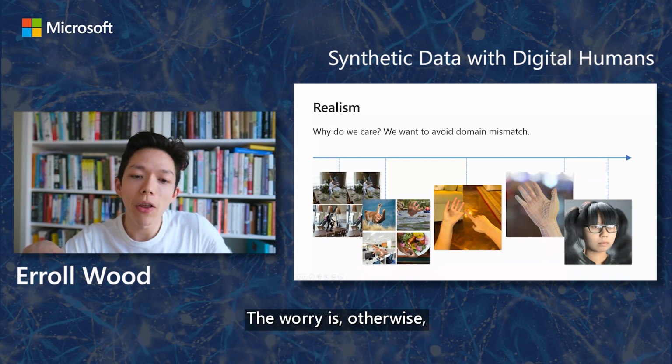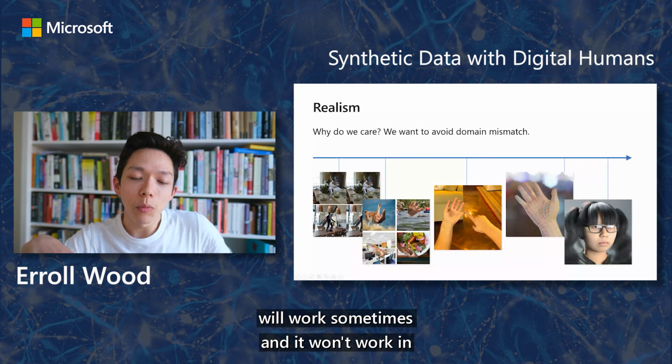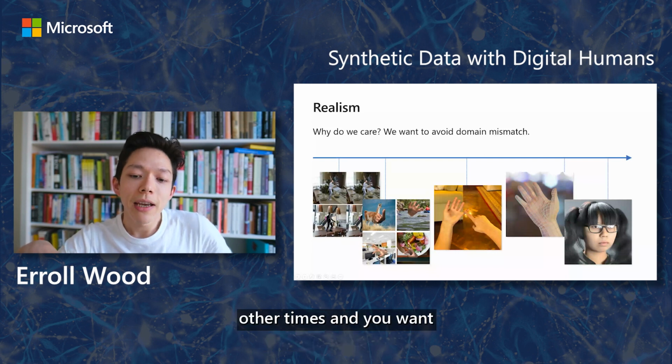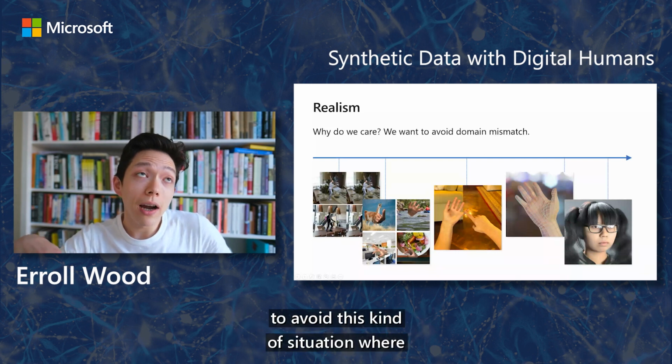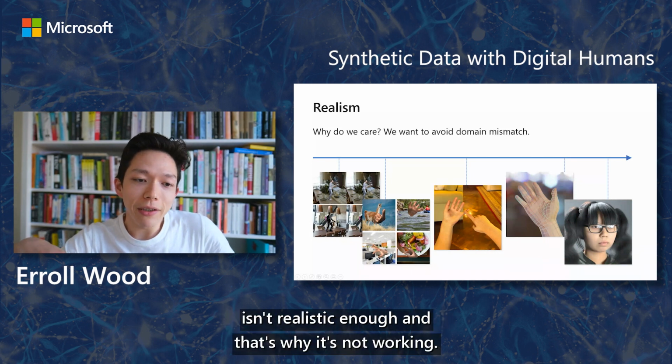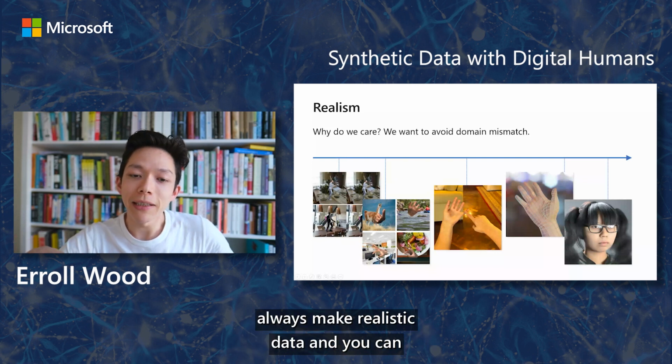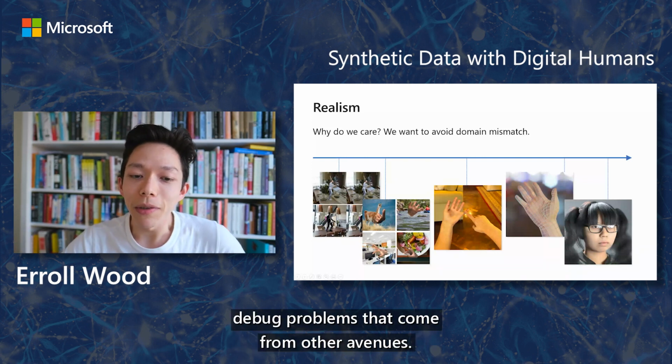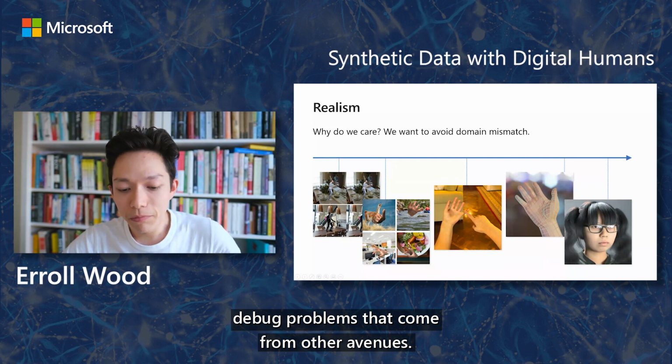So the worry is, otherwise we'll train a neural network and it will work sometimes and it won't work other times. And you want to avoid this kind of situation where you're worrying that your data isn't realistic enough, and that's why it's not working. You want to be in a situation where you can always make realistic data and you can debug problems that come from other avenues.